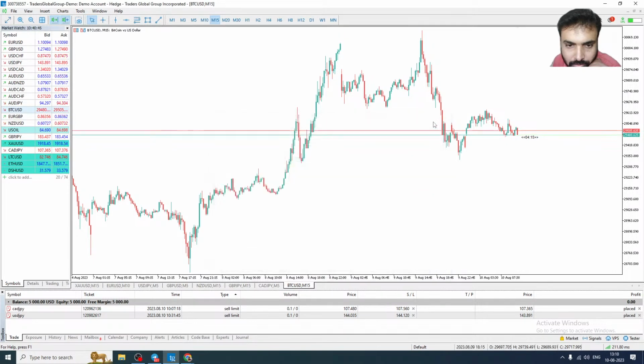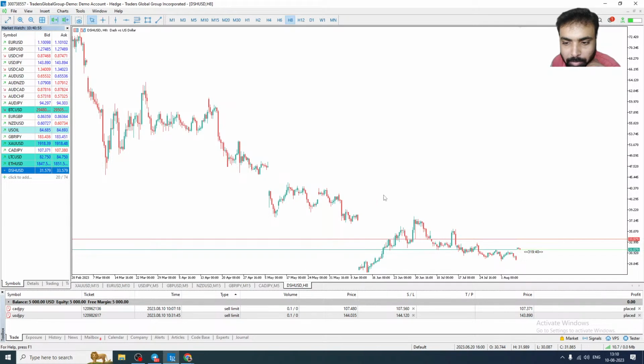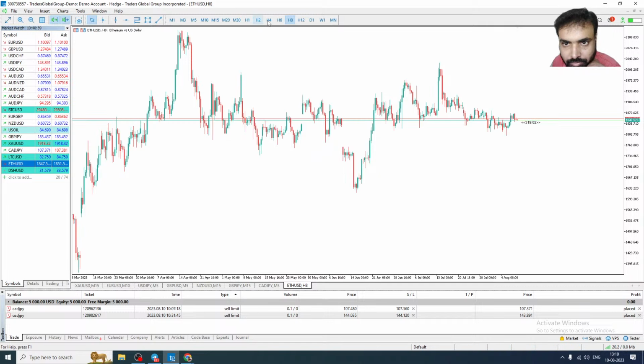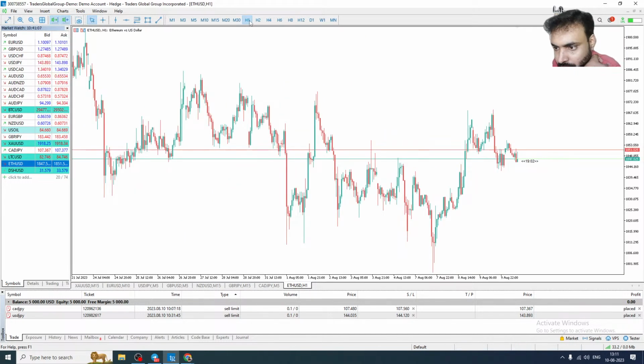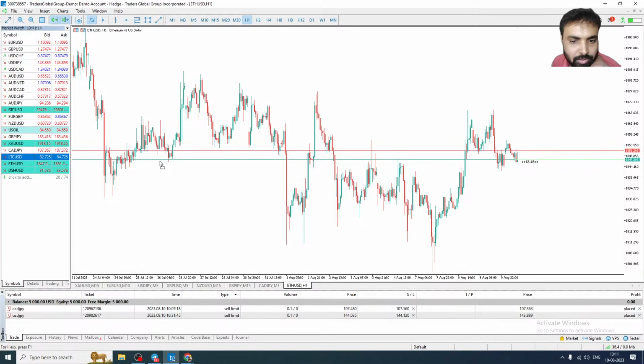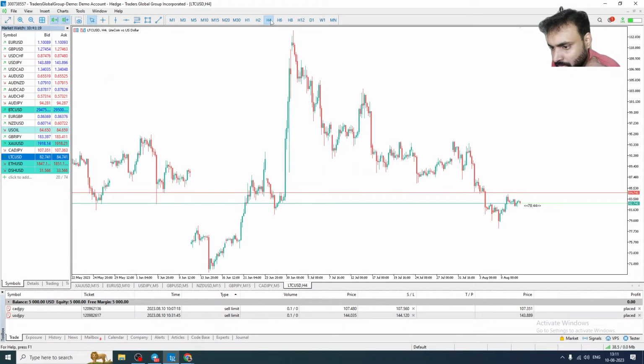Let's add these also. Let's take Dash, Dash USD. That is crazy. This is crazy. See, gap ups, gap downs. Ethereum, 4 hour. 1 hour at least. Breakout structure, price fell down. Litecoin, 4 hour.